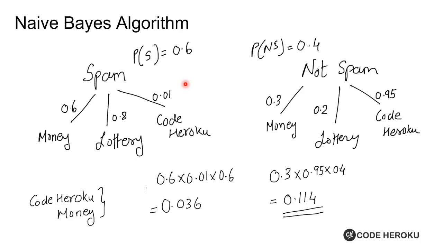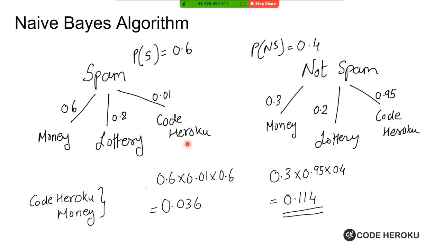All we are saying is we are counting the probabilities of individual items. You could think of them as individual features of your text, right? So this one word, Code Heroku, is one feature. This is your second feature. And we are counting the probabilities based on these features that are occurring in this text.